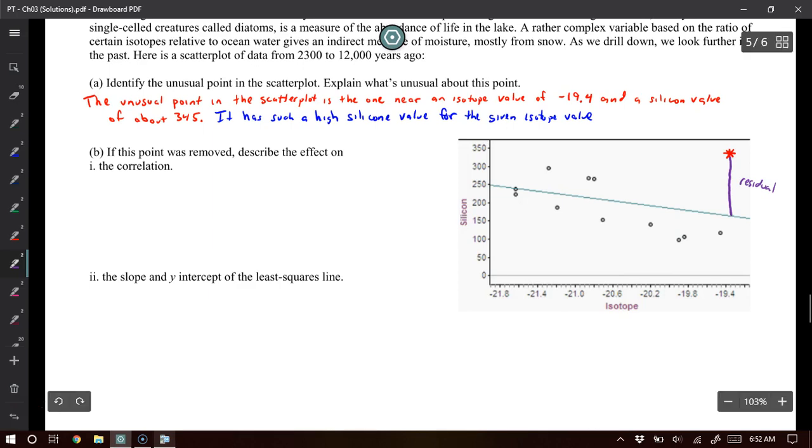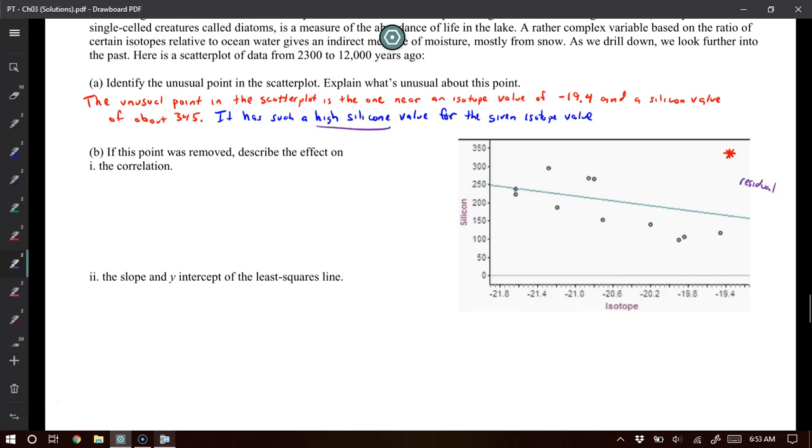Even take a look at this one. We can talk about the residual compared to the other residuals, but this statement has such a high silicone value. Look right to the left at negative 19.4. A negative residual. It is completely unusual compared to the rest of the data to the left of it. So we can't just say it's far away from the least squares regression line. What does it mean to be unusual? It means it has some characteristic that makes it stand out from the others. It has a high silicone value for the given isotope value.